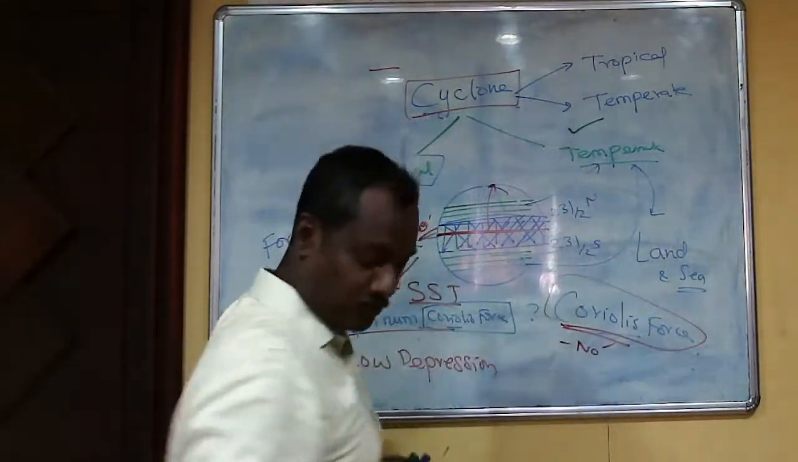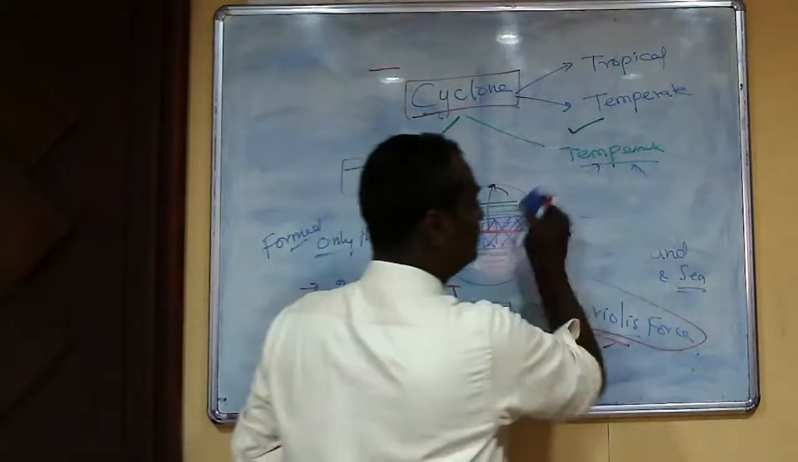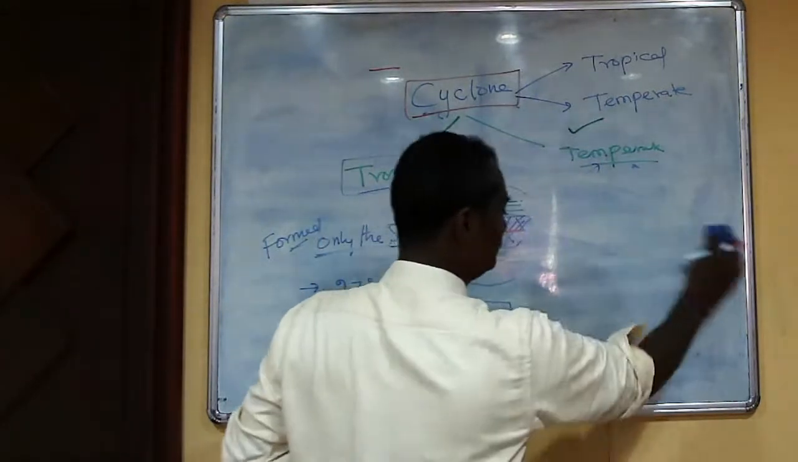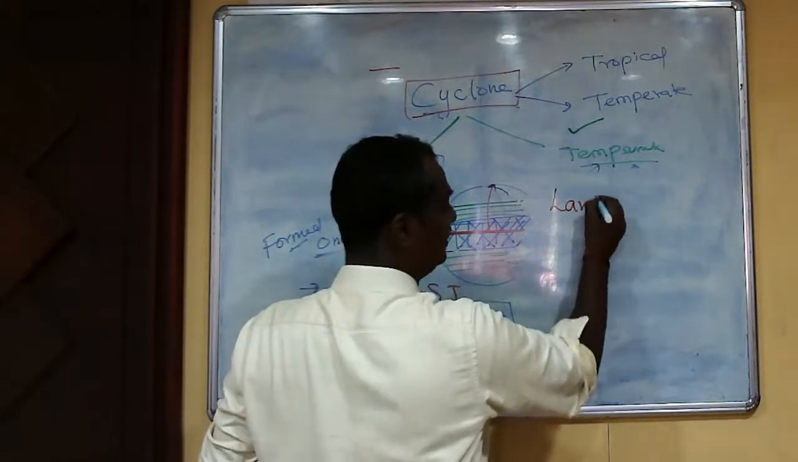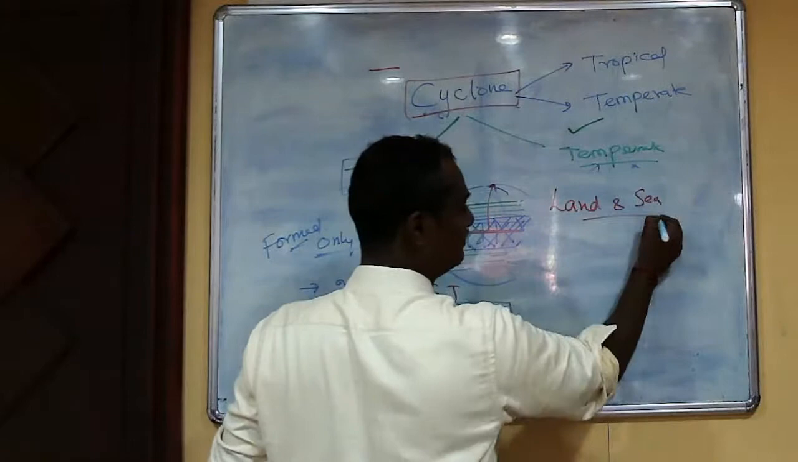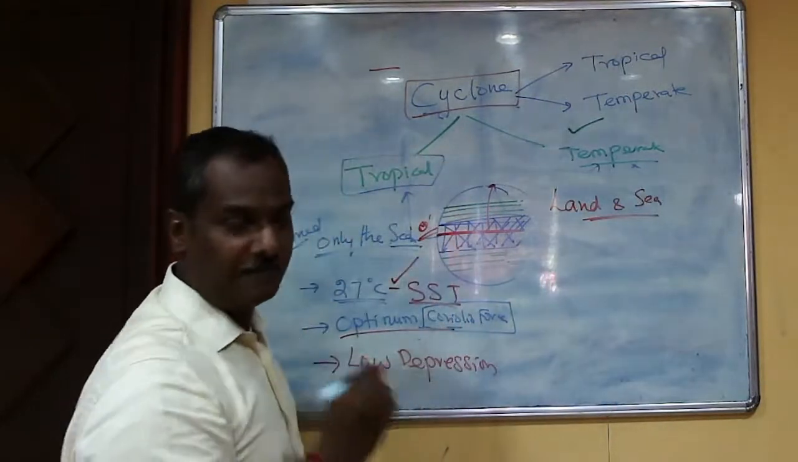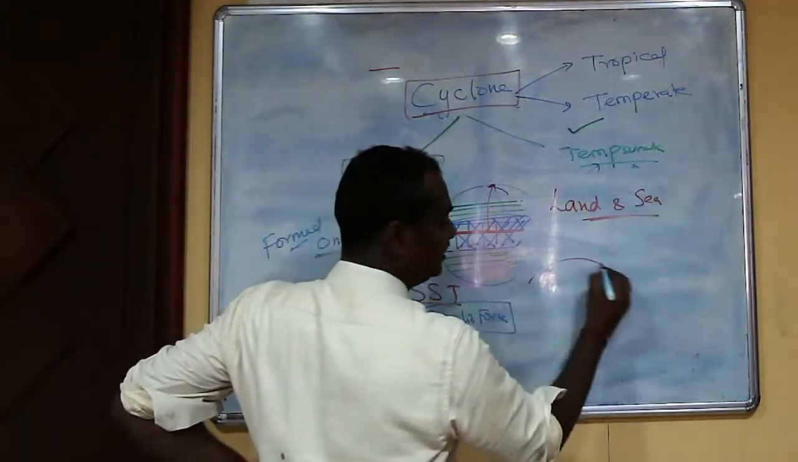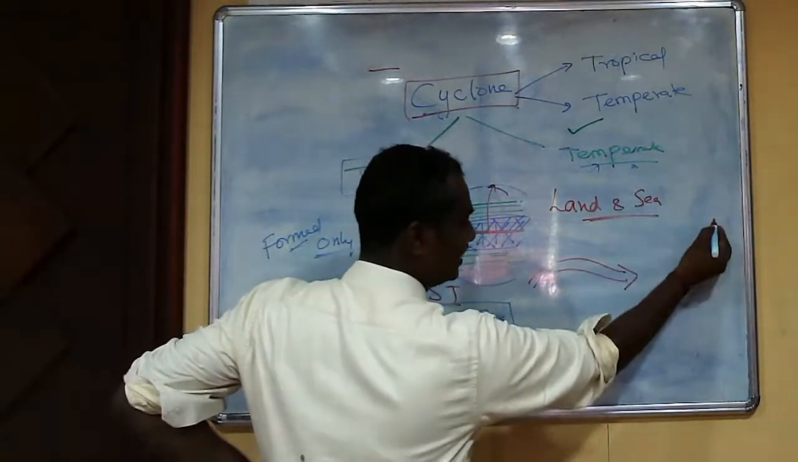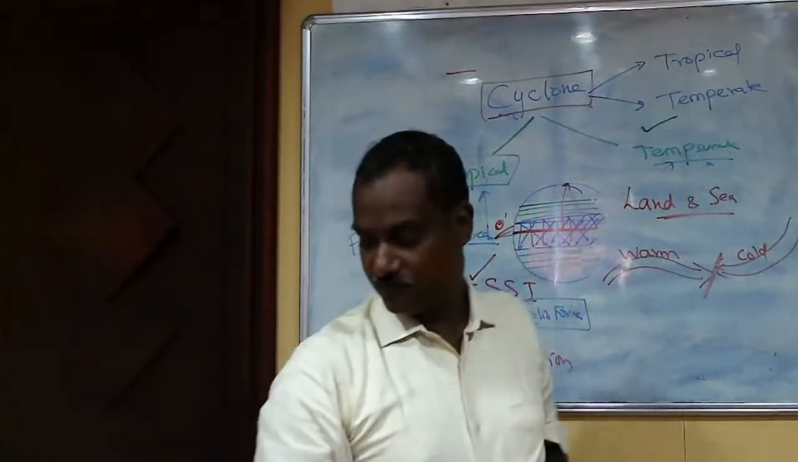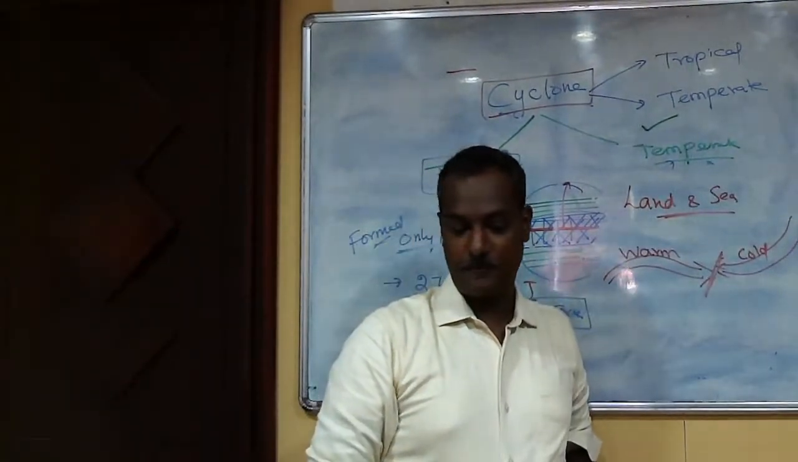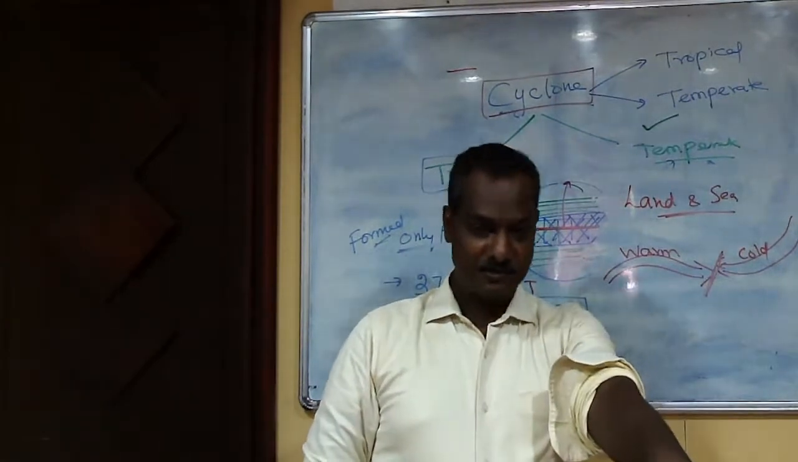A temperate cyclone is formed on land as well as sea. So how is it formed? The cyclone is formed by the collision of two air masses, a warm air mass and a cold air mass.